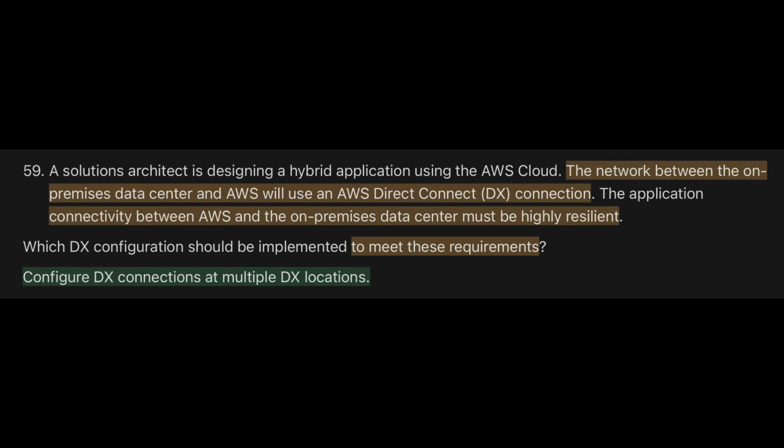Now let's say the network between an on-premises data center and AWS will use an AWS Direct Connect (DX) connection. And the application connectivity between AWS and the on-premises data center must be highly resilient. So to meet this requirement, we can configure Direct Connect connections at multiple DX locations.